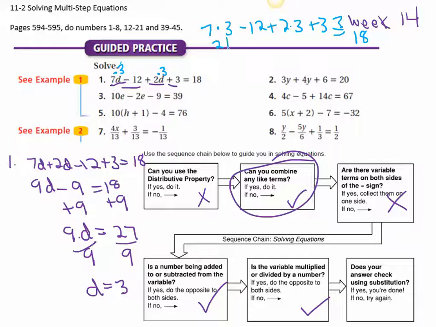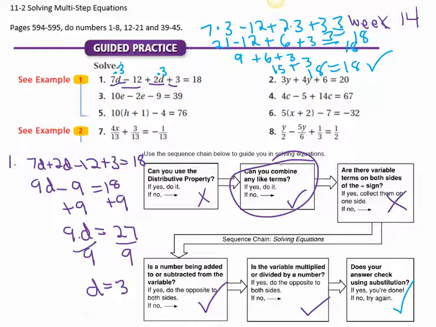So 7 times 3 is 21 minus 12 plus 6 plus 3, and I don't know if this is equal to 18. I put a question mark, and I'm still checking. And now I do the work. This is all addition and subtraction, so I'll just go in order. 21 minus 12 is 9, plus 6 plus 3. 9 plus 6 is 15, plus 3 is 18. So yes, it does equal 18. So it does check. So I did the last step too.